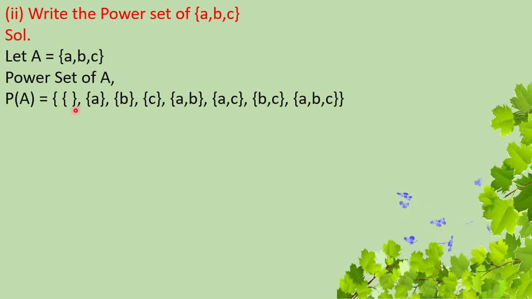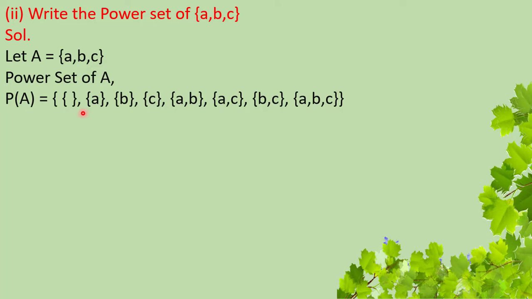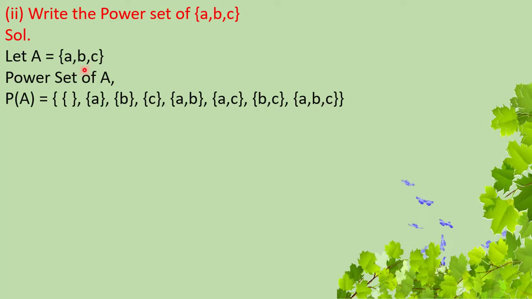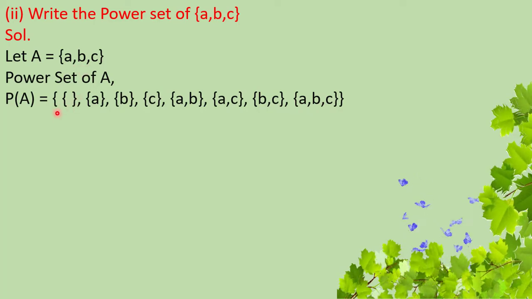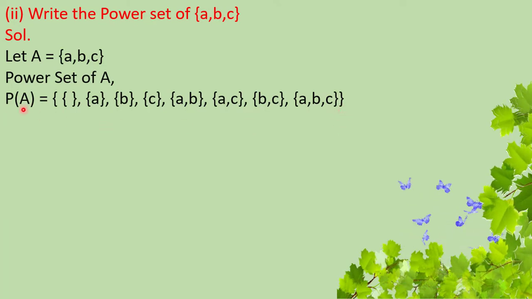Procedure of writing subsets of a given set is same as we did before. Means firstly you have to write empty set, then singleton sets, then sets having two members, and after that we have to continue till the number of elements becomes equal to the given set. At the end, you have to insert curly brackets here as. Now this is power set of A.